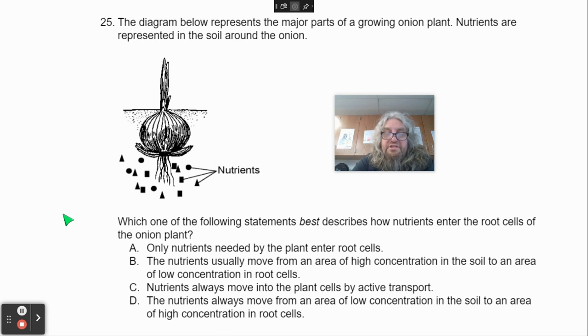B, the nutrients usually move from an area of high concentration in the soil to an area of low concentration in the root cells. C, nutrients always move into the plant cells by active transport. D, the nutrients always move from an area of low concentration in the soil to an area of high concentration in the root cells.